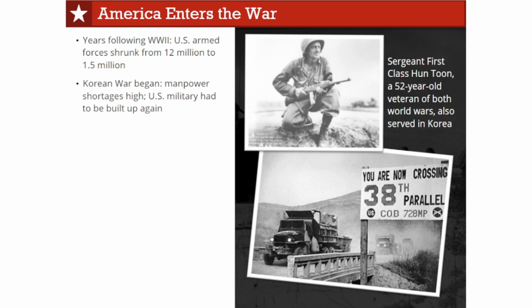When the Korean War began, manpower shortages for the U.S. forces in Korea were high. The American military had to be built up again. Through enlistments, reserve recalls, National Guard call-ups, and the draft, over 6 million men and women enlisted in the armed forces during the Korean War. About 38% of those entering the military were drafted.